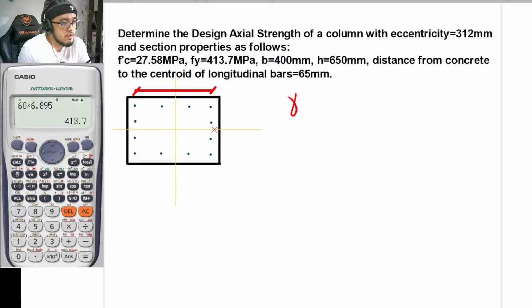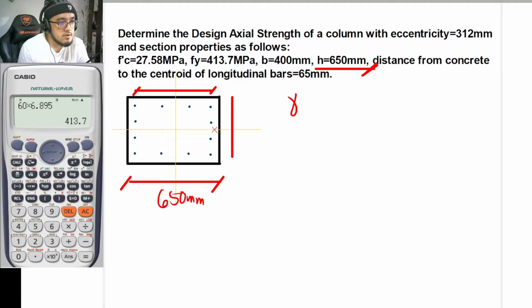So if the whole h here is now to be equal to 650 mm, and this one here is to be, let's say, 400 mm, which is given by the problem. And the distance from the concrete to the centroid of the longitudinal bars is to be 65 mm. So what that means is that this is now to be equal to 65 mm up until the centroid.